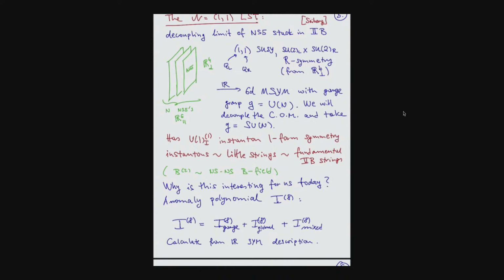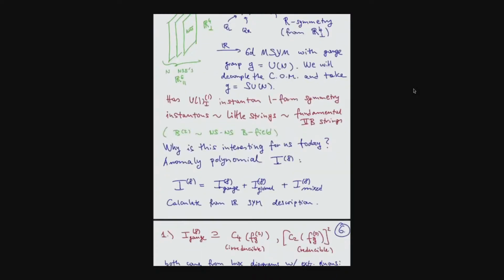Okay, good. So I already told you that any 6D gauge theory has a U(1) instanton one-form symmetry, and so does this theory. And in this theory, the instantons are literally the little strings. They are literally the infrared manifestation of the little strings in the theory, the heavy little strings. And of course, after the decoupling limit, those are the ones that come from the fundamental type IIB strings. And you can think of the source B2 that we turned on for our instanton density as the decoupling limit of the NS B-field.